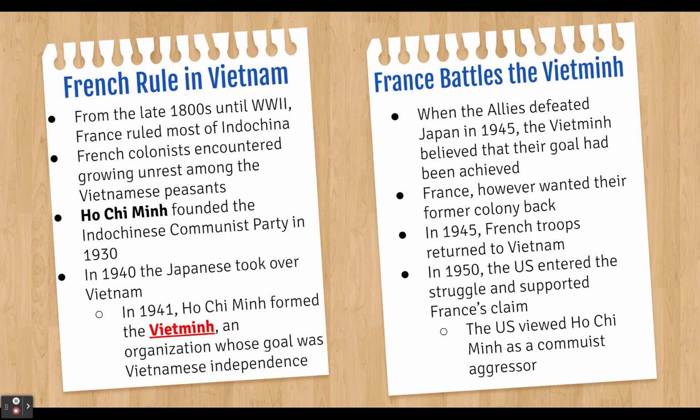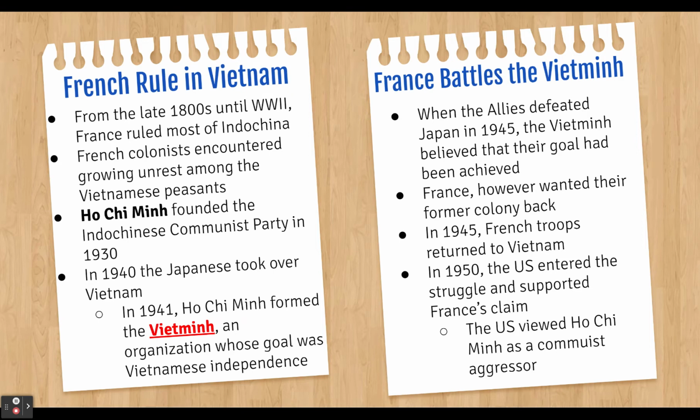In 1940, the Japanese took over Vietnam during their aggression prior to the start of World War II. In 1941, Ho Chi Minh formed the Viet Minh, an organization whose goal was Vietnamese independence. So the Viet Minh did not want to be ruled by the Japanese or the French. They wanted the Vietnamese people to be independent and control their own government and country.